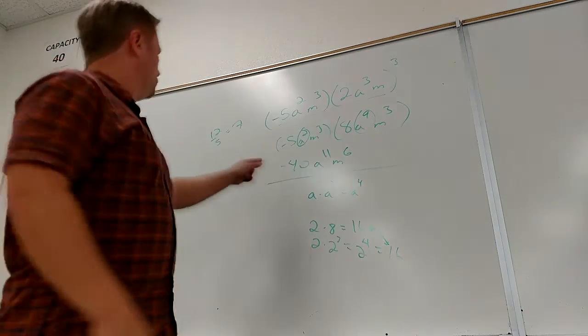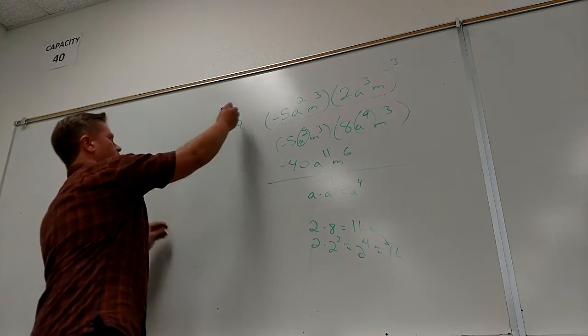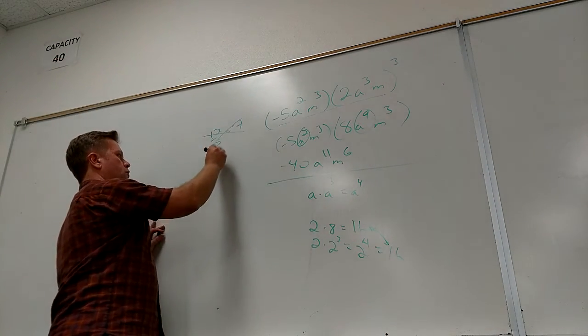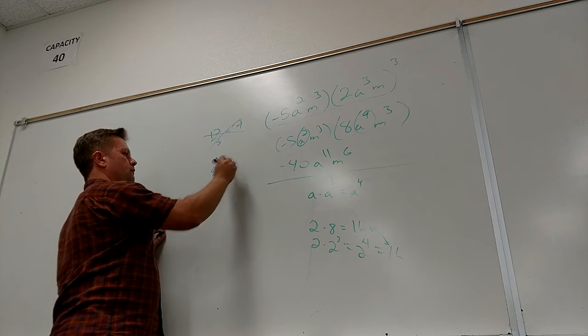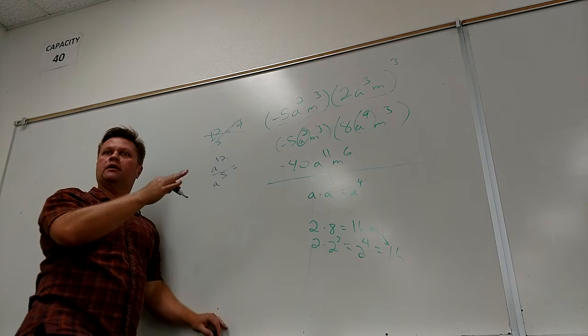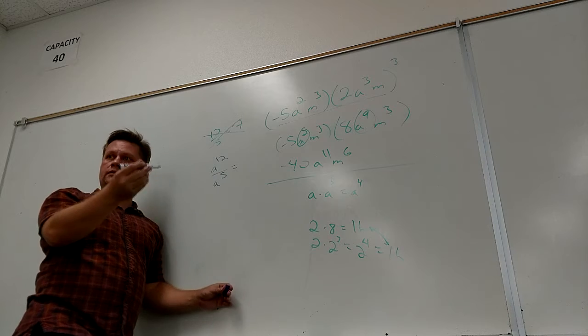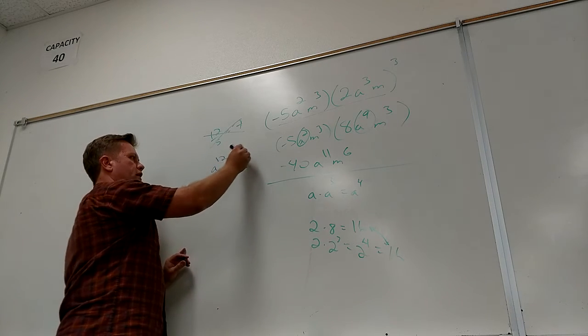All right. What would this be? What would make this true? It would be if it was 8 to the 12th over 8 to the 5th. And that would become what? 8 to the 7th, because I divide 5 away, so of course I got 7 left.